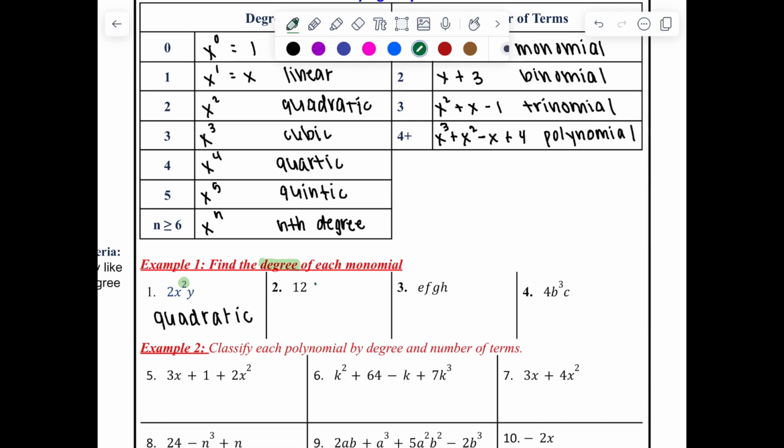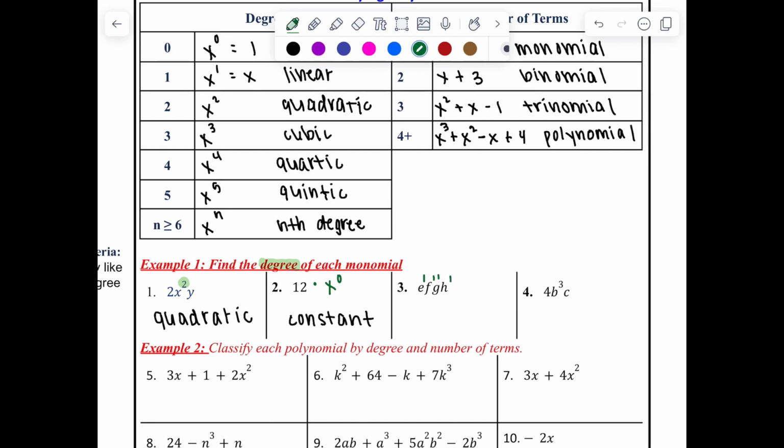Number 2 is an example of a constant. When I'm looking at this, I'm noticing that there isn't an x value, which means that it would be x to the 0. And when that happens, it's a constant because I don't have any variable. This is not the same as a monomial, although technically you could call it a monomial if you wanted to.